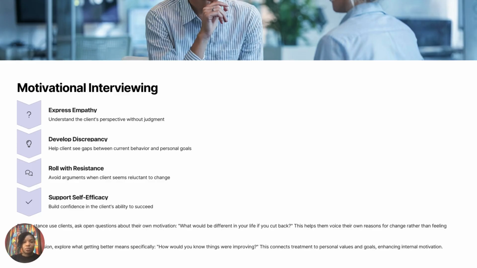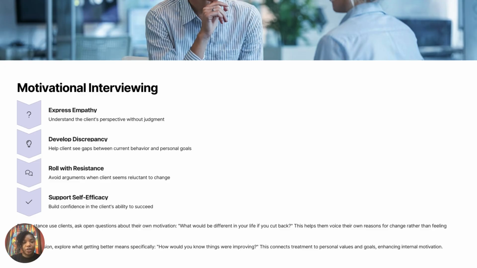Also, it's important to note that you have to assist the client with exploring what better means for them specifically. So, doing motivational interviewing techniques, like "How would your life be if your symptoms improve?" connects treatment to their personal values and goals, which enhances their internal motivation. So, your goal is to help them build confidence so that they can succeed.